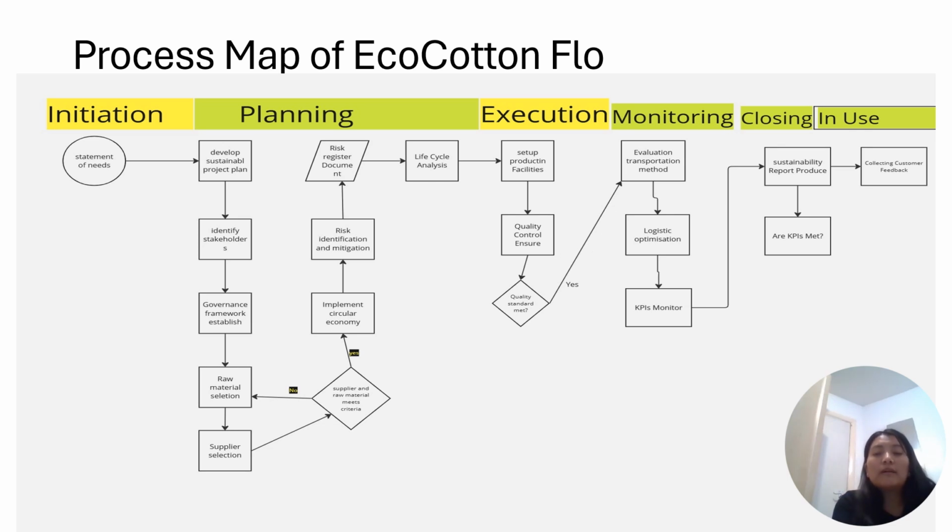So to counter those problems, we are going to launch a new eco-friendly product under the brand name of EcoCotton Flo. And EcoCotton Flo is a sustainable and healthier alternative to sanitary pads that improves rural access, reduces pollution, and enhances better menstrual hygiene by utilizing locally and naturally available materials. And after identifying the statement of problem, we are moving into the planning stage.